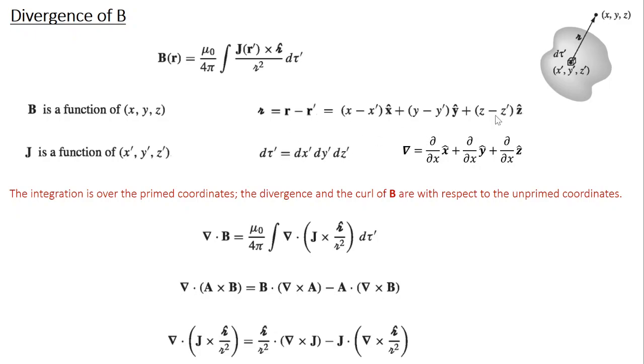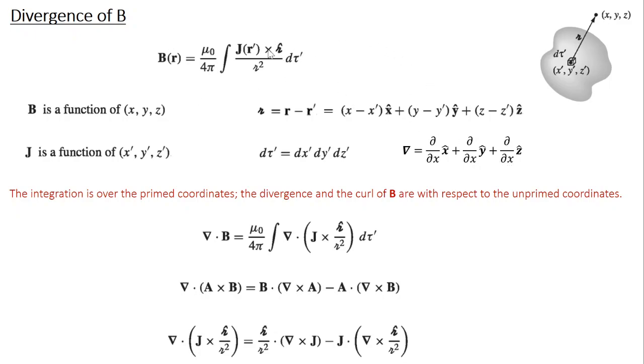So this is a function of both r and r prime. What about the volume element here? Once again, this is associated with the source, so it is a function of r prime. So in Cartesian coordinate system, I can write d tau prime is dx prime, dy prime, dz prime. And the del operator, as always, is a function of r, so I can write it as dou by dou x x cap plus dou by dou y y cap plus dou by dou z z cap. Sorry for the typo here. This should be dou y, this should be dou z.